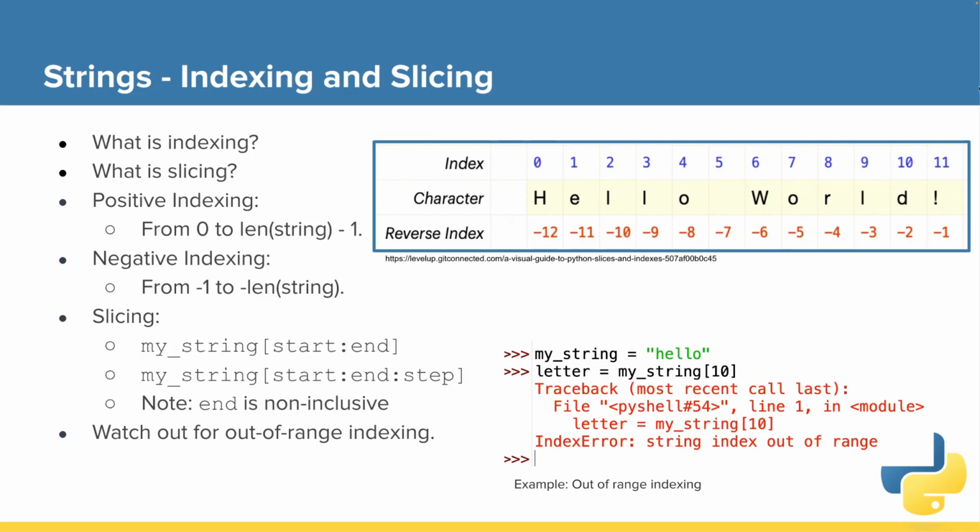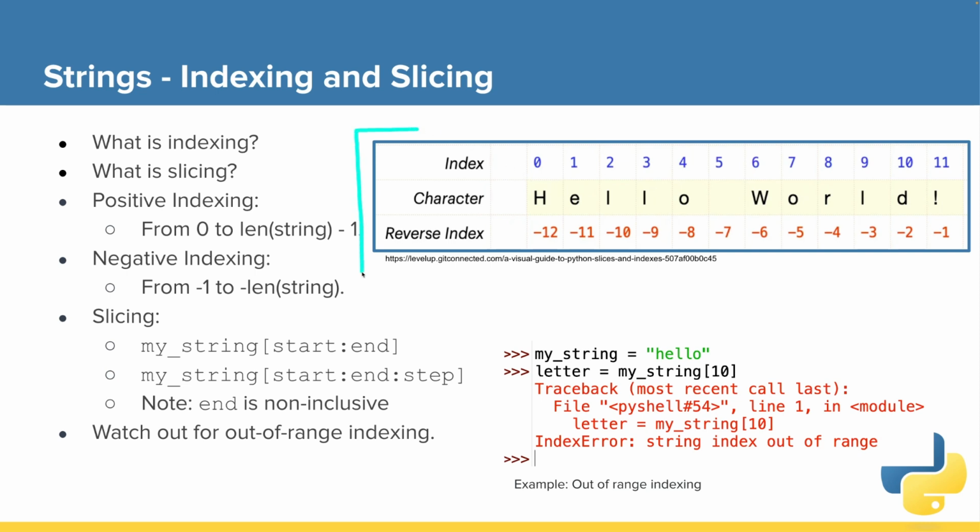Let's talk about indexing and slicing strings. Indexing is a way to reference a character within a string, and slicing is to grab a chunk of the string, one character or more characters, based on a start and end value and even perhaps a step value. For example, we could grab every other character or every third character, etc. So let's first talk about indexing.